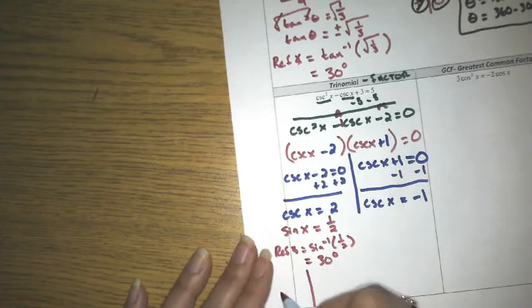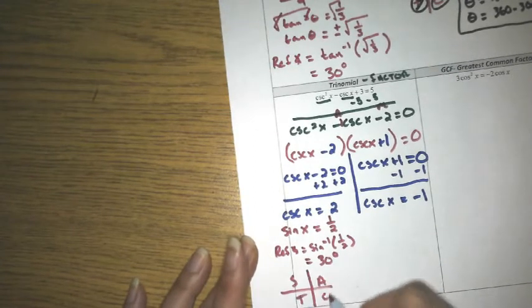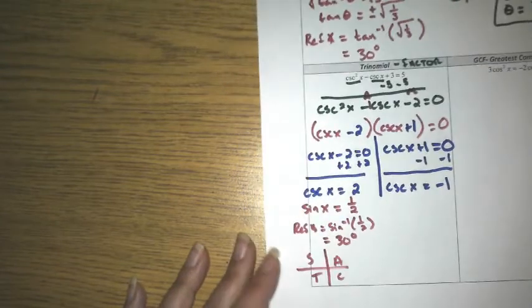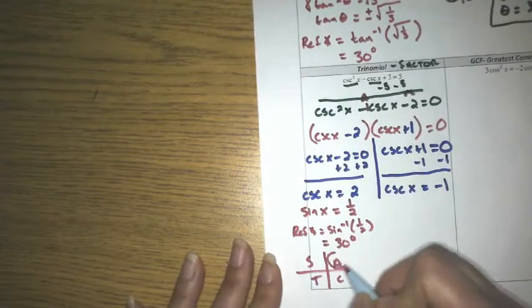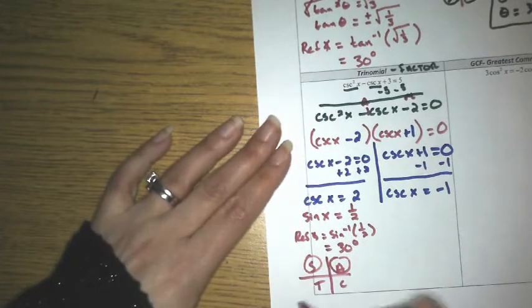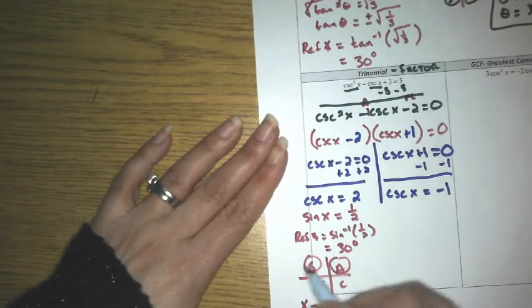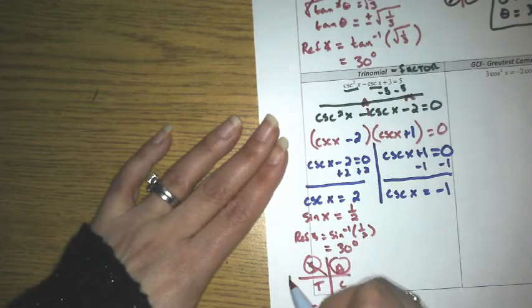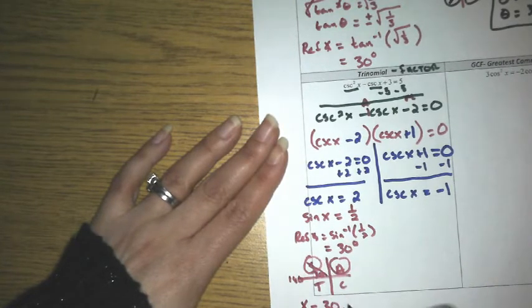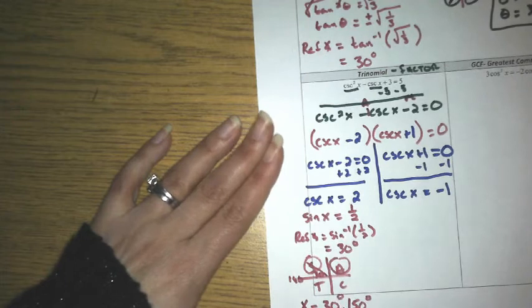And now I want to think about where sine is, in this case, positive, because it's a positive fraction. So sine is positive here and here. So that's giving me angles in my first quadrant of 30. And in the second quadrant, remember, this is 180 minus your 30, which is 150 degrees.